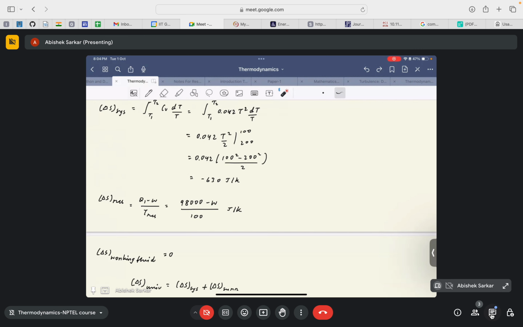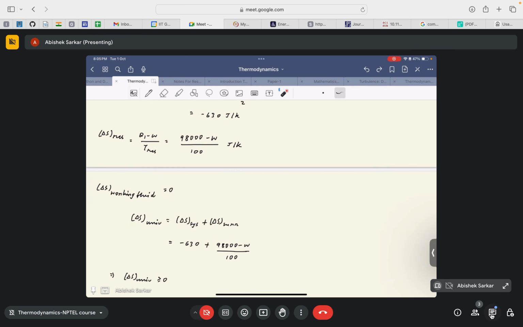And delta S of the working fluid in the heat engine would be 0. Why? Because it operates in a cyclic manner. The cyclic integral of the thermodynamic property, which is entropy, would be 0. So the net entropy change of the universe would be the entropy change of the system and the entropy change of the surrounding. Our surrounding in this case would be the entropy change of the reservoir.